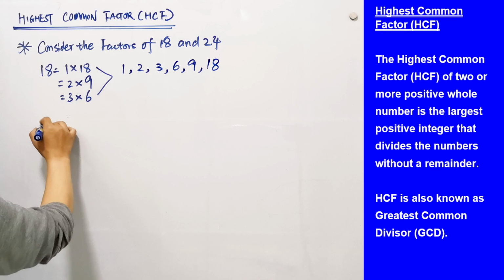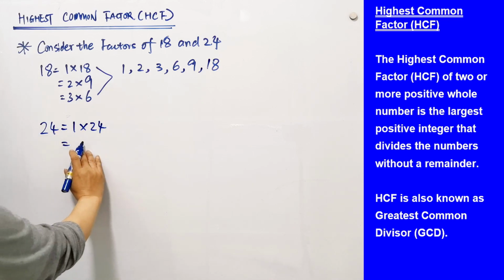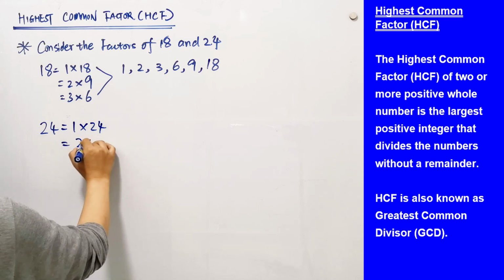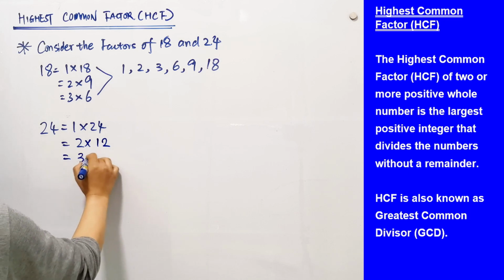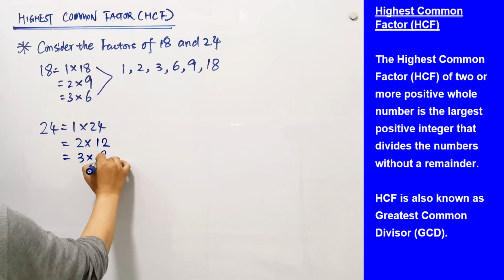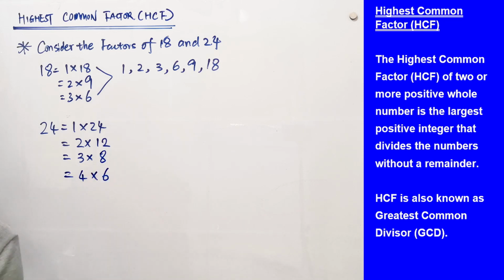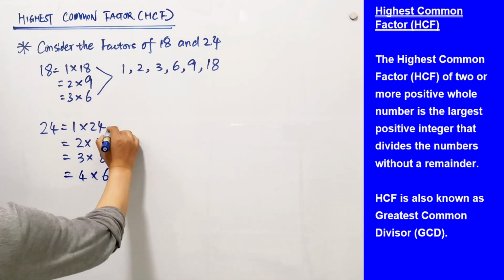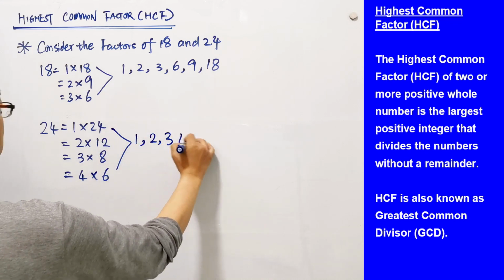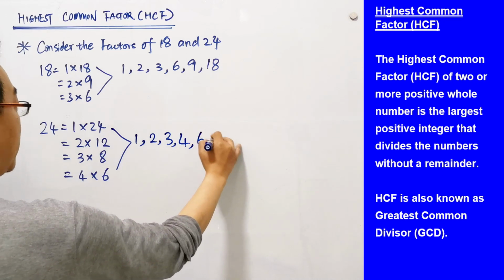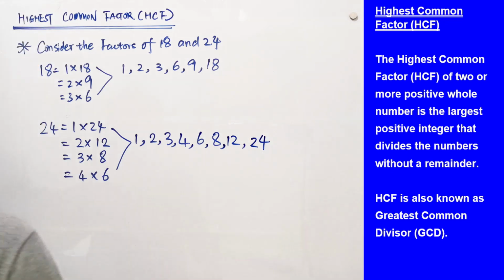Okay, how about 24? For 24, we have 1 times 24. So we have 2 times 12, right? We have 3 times 8, right? What else? Do we have 4? 4 times 6, right? Any more? No. So how many factors do we have? We have 1, 2, 3, 4, 6, 8, 12, and 24 itself, right?